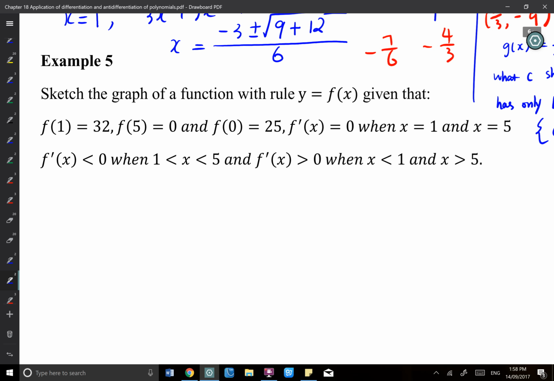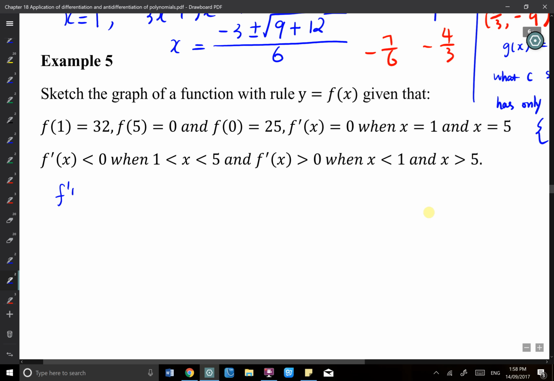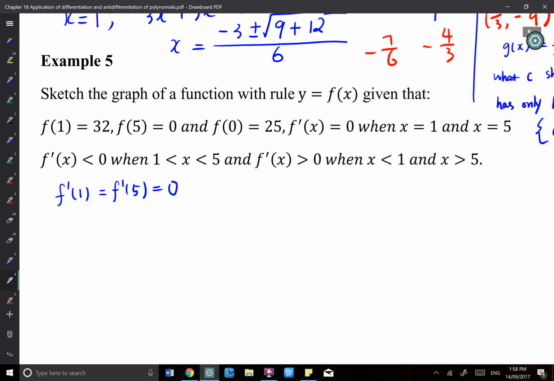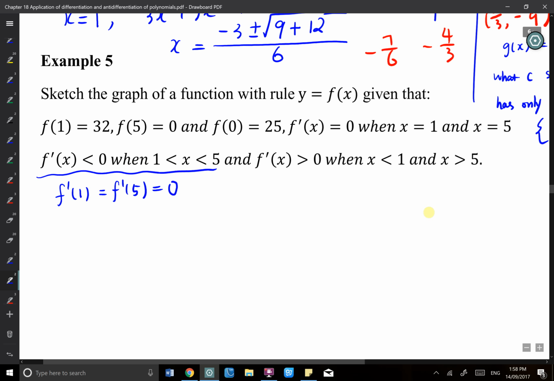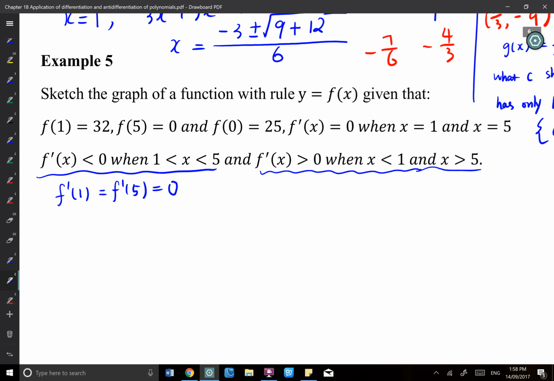Sketch the graph of a function with rule y equals f(x), given that f(1) is 32, f(5) is 0, f(0) is 25, f dash x equals 0 when x equals 1 and 5. So what you know is f dash 1 equals f dash 5, and that equals 0. You know f dash x is smaller than 0 when x is in between that. Okay, that's one condition. And you know it's greater than 0 when it's less than 1 or greater than 5. So this is the type of question.